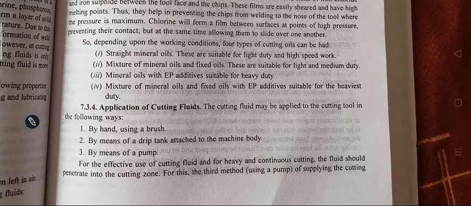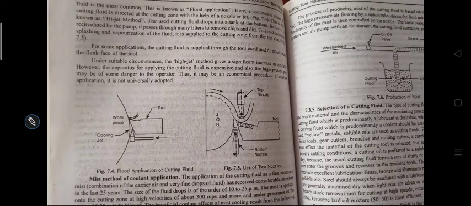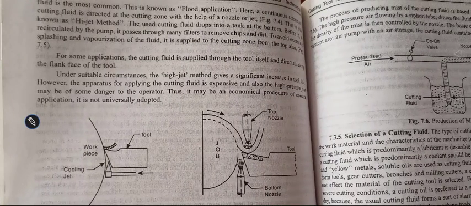Particular for this, बात करेंगे तो third method, जो कि using a pump for supplying a cutting fluid, is the most common और this is known as a fluid application. और यहाँ पे जो कंटिन्यूस स्ट्रीम होती है कटिंग फ्लूइड की वो डायरेक्टेड होती है कटिंग जोन में विद द हेल्प ऑफ नोजल या जेट के थ्रू. इसमें दिस इज द आल्सो नोन एज अ हाई जेट मेथड.